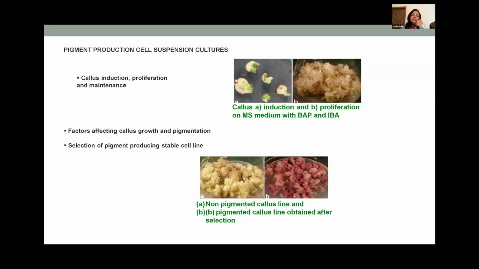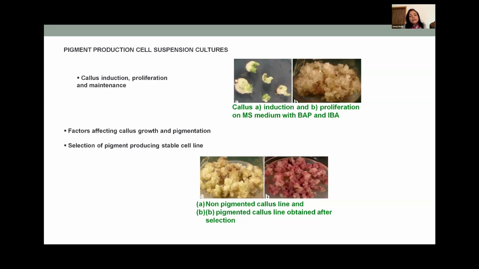So one thing was very clear, that whatever media favors the growth will definitely not favor the pigment production. So either we have to optimize or choose the media and compromise a little with the growth and a little with the pigment production, so that there is one media where we can obtain optimum production of pigment, as well as not compromise with the growth.